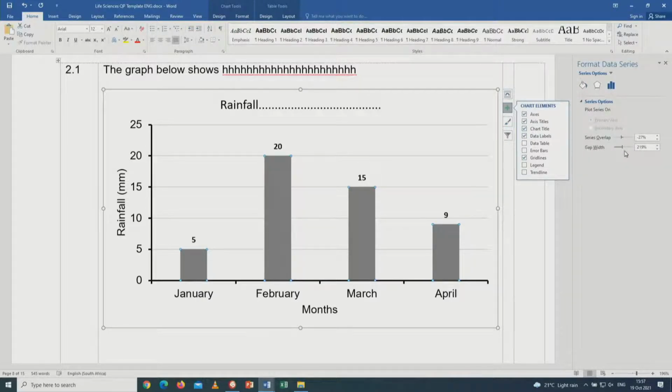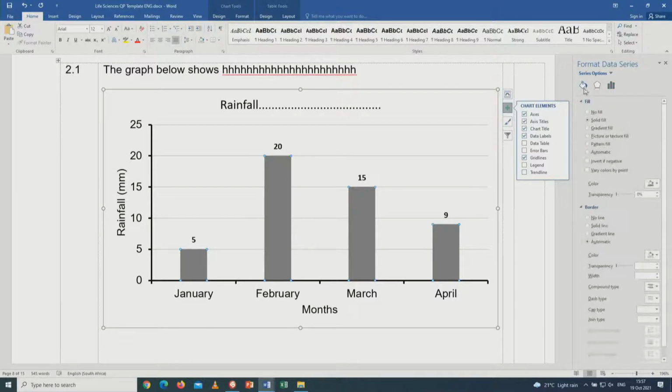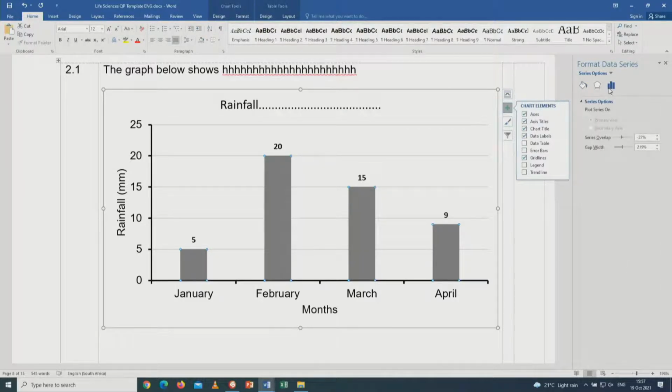You see here the gap width. If you close that gap width, by the way, it becomes a histogram. Otherwise, you just go to graph and change to select or remove the grid lines. Here's grid lines. I can switch it on and off there as well. So when I switch it off, there are no grid lines.